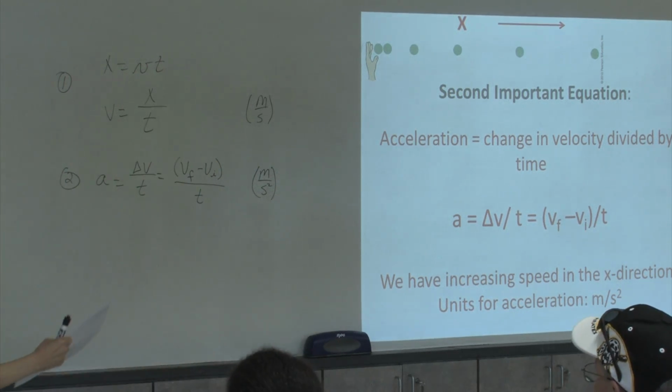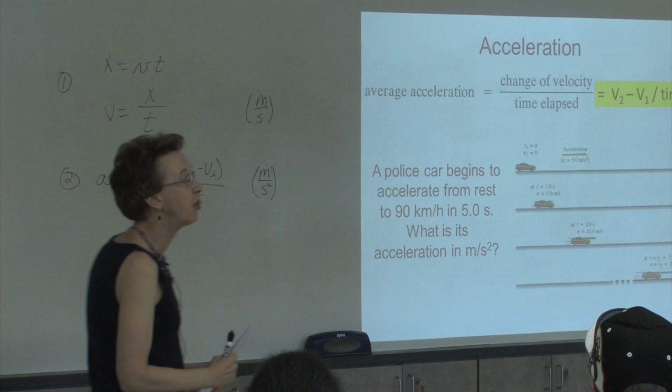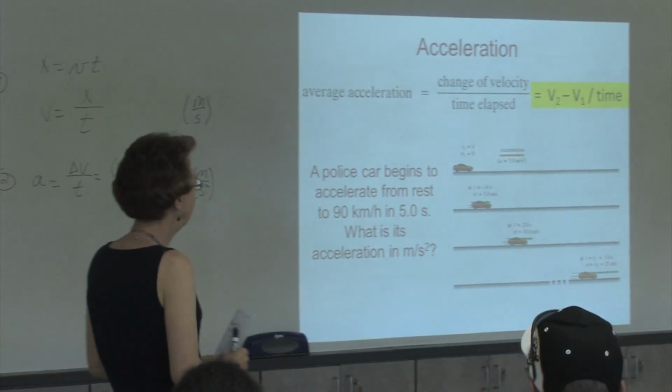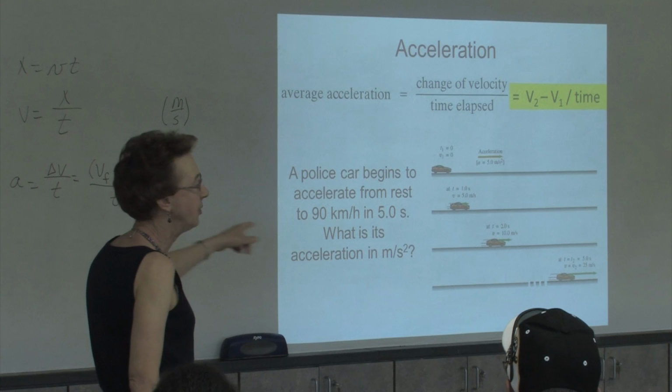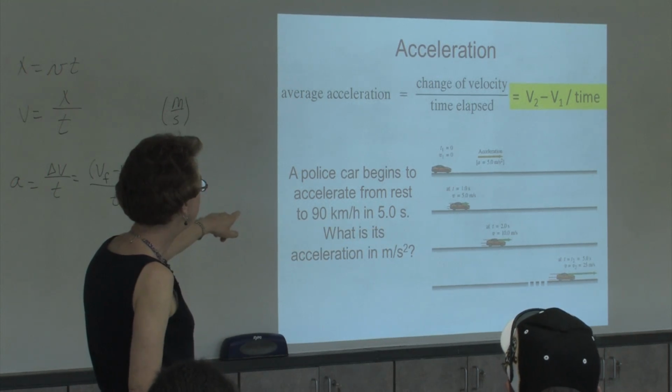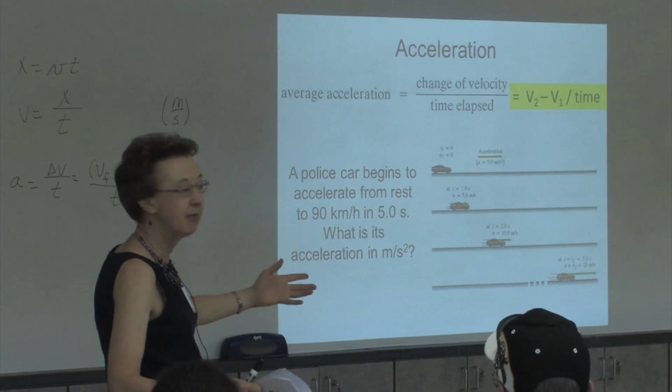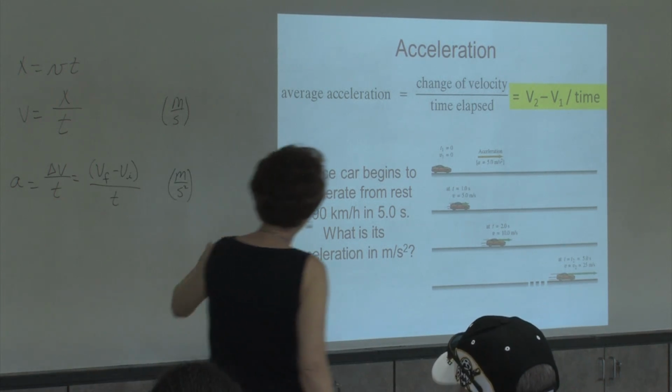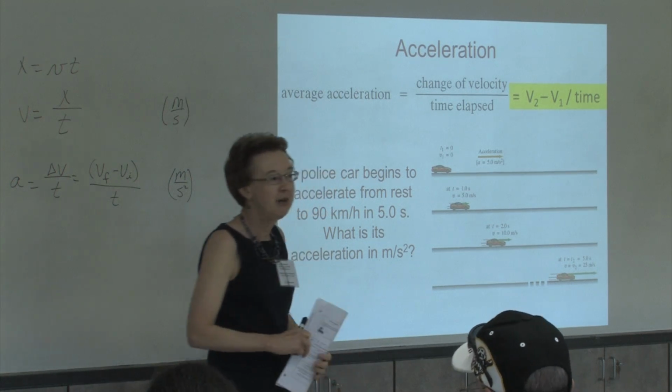Let's apply this. Easy problem. All right. A police car, when they hear about the accident over the Schuylkill, begins to accelerate from rest. They stopped at a donut shop, had a cup of coffee, right? Picks it up. Goes to 90 kilometers per hour.